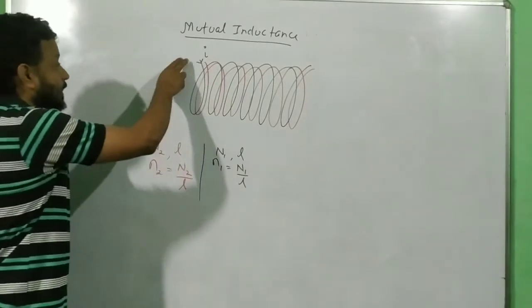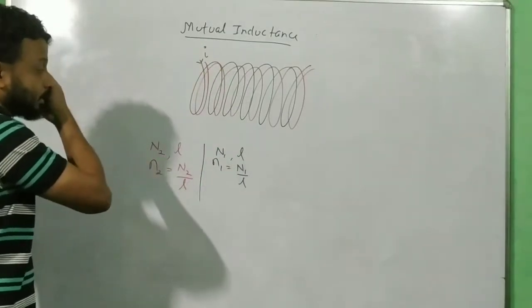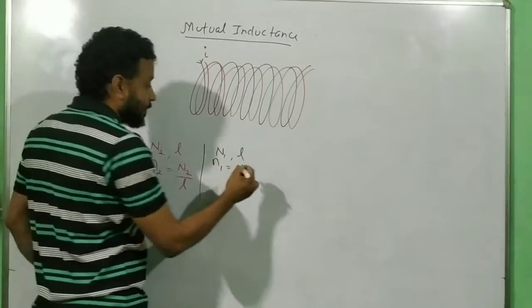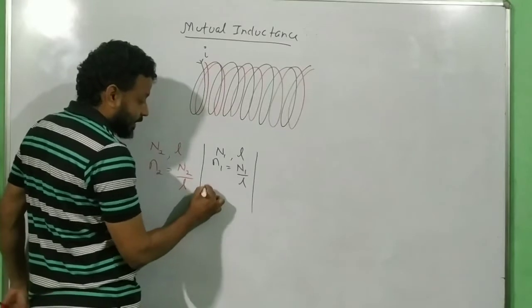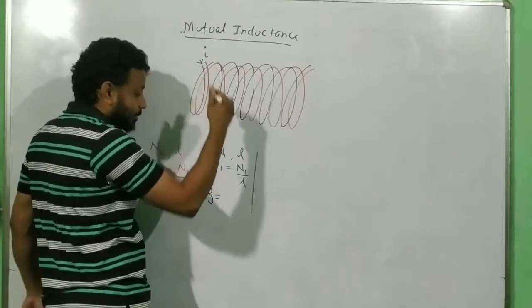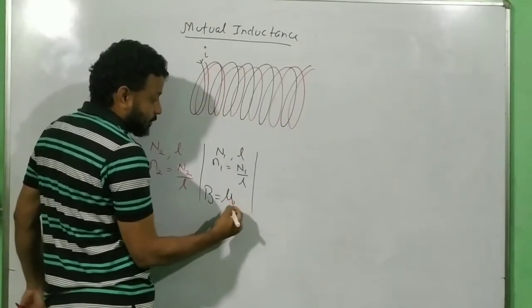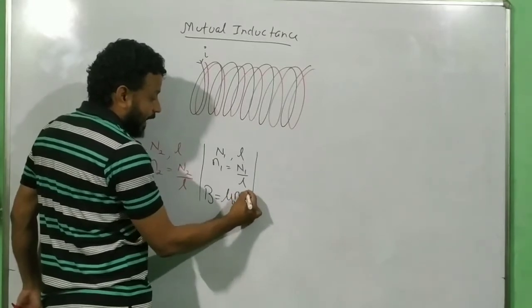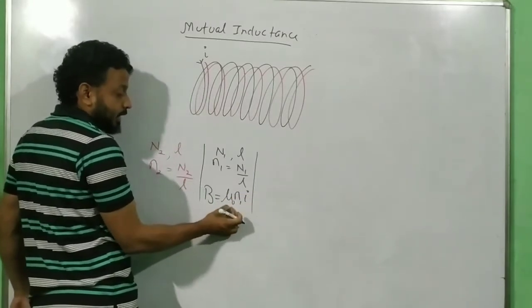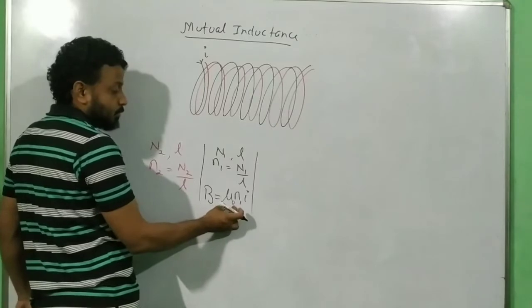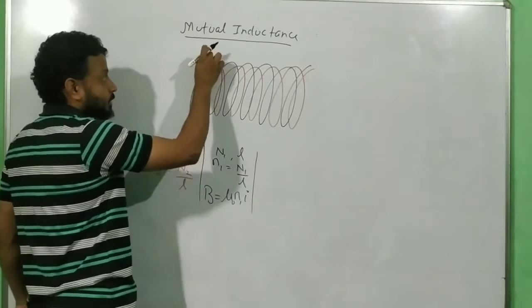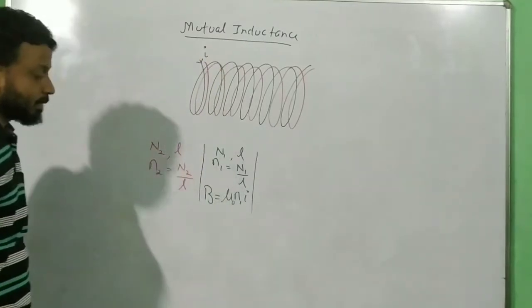When a current I is flowing in the black colored coil, what will we have? We will have a magnetic field developed in the black colored one, equal to mu naught N1 I. If you remember the formula of a solenoid, it is mu naught n I. So mu naught n1 I, where I is the current flowing in the black colored coil.